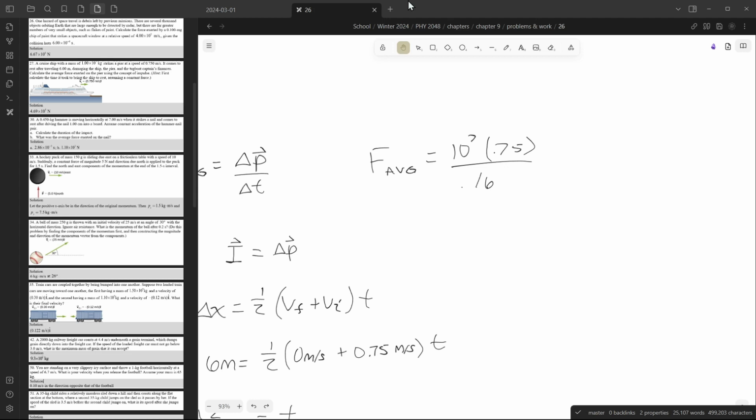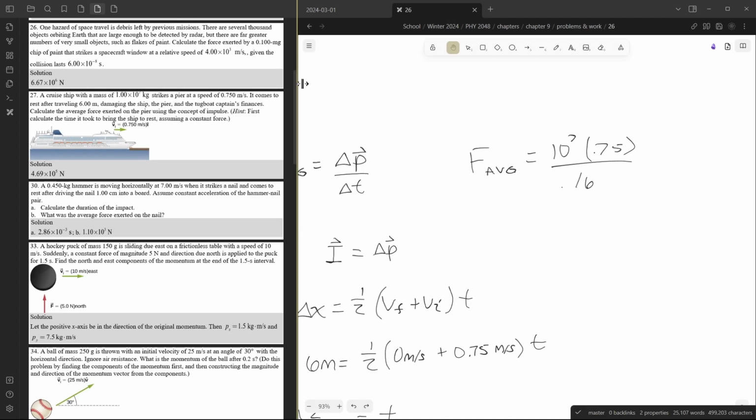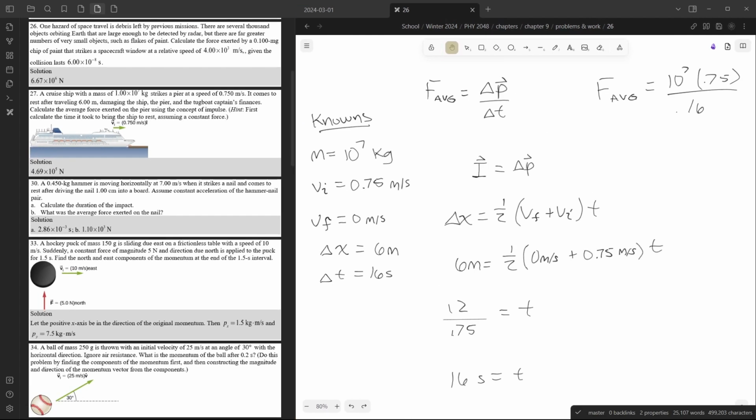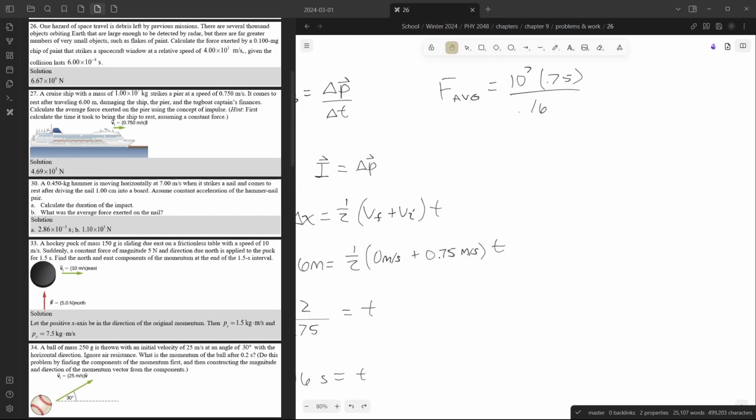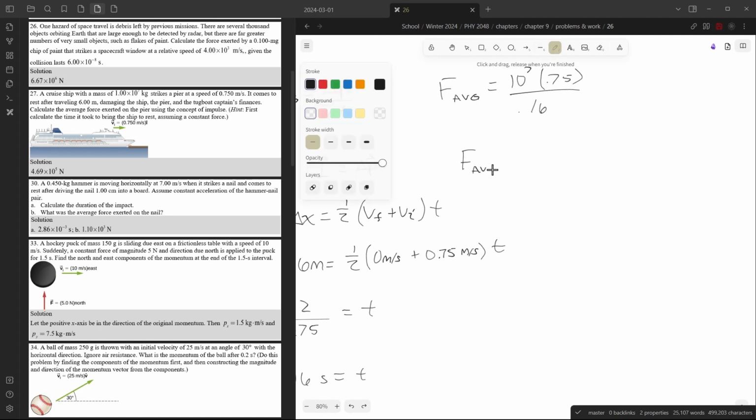So just plug this into your calculator: 0.75 divided by 16. And we see that we do indeed get 4.69 times 10 to the 5. And this should be in newtons. So the average force it took to stop the ship was 4.69 times 10 to the 5 newtons.